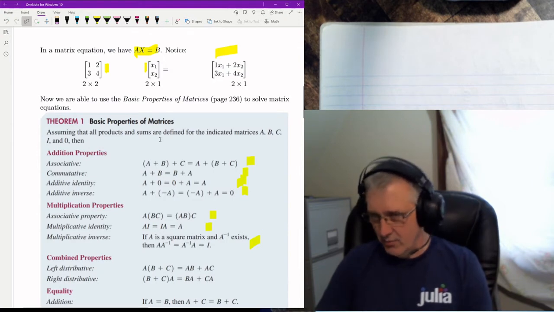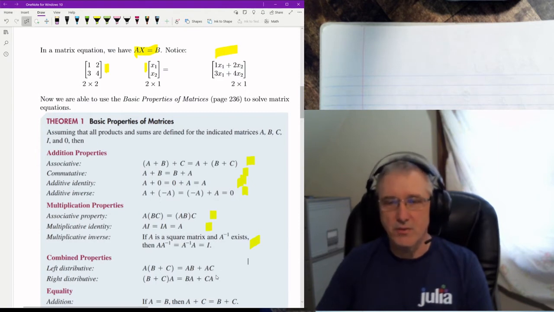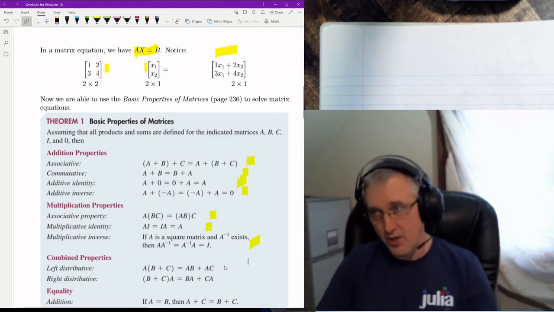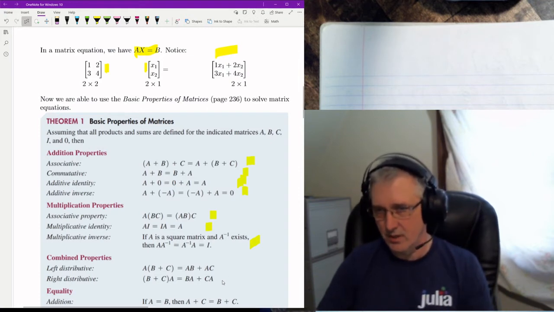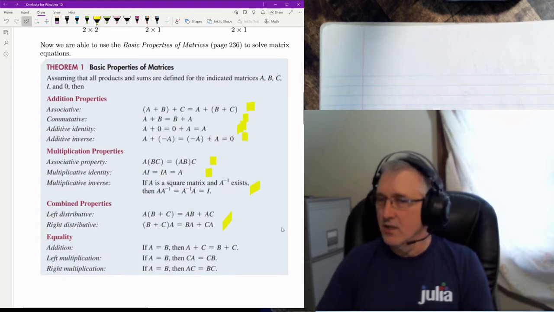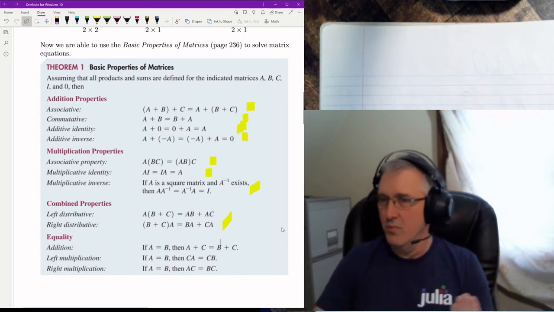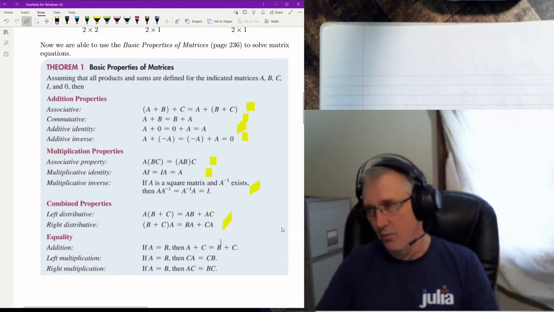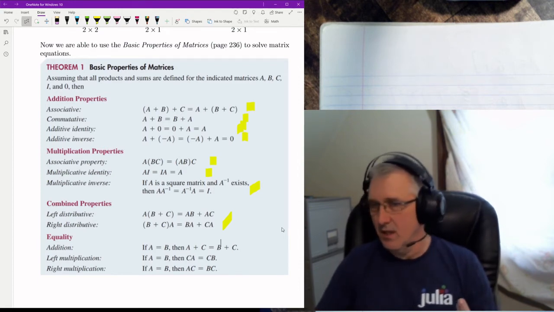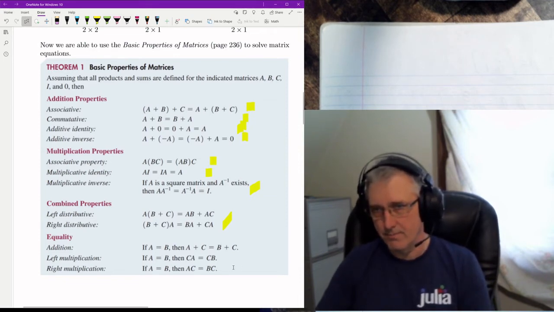We also have some other properties, and we're going to use all of these when we're going through this. Matrices are distributive. They're both left and right distributive, but you have to maintain the order. You can't change the order. You have to keep the order that you start with. That's what we're talking about here. And then equality. So if a equals b, you can replace a with b in a matrix equation, or b with a. The same thing with left multiplication and with right multiplication.